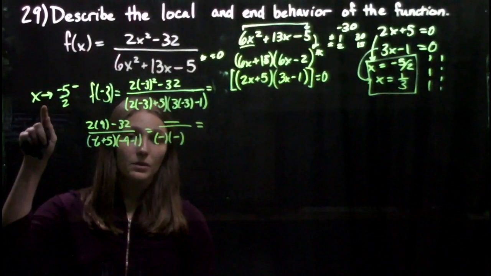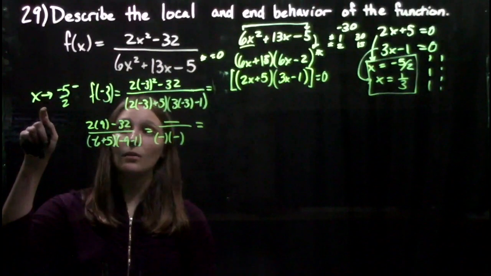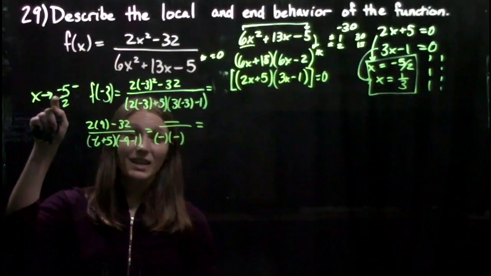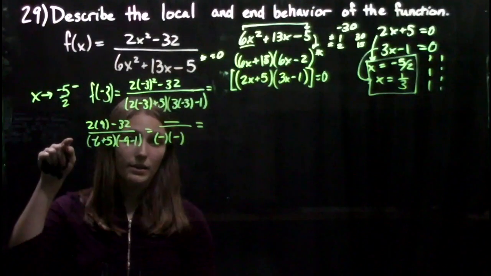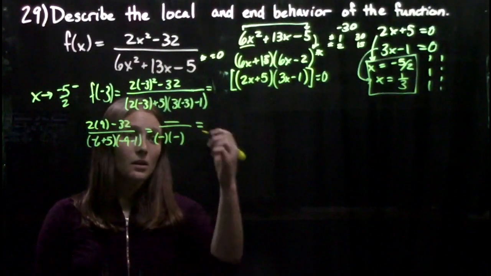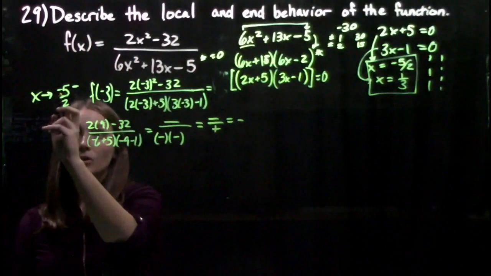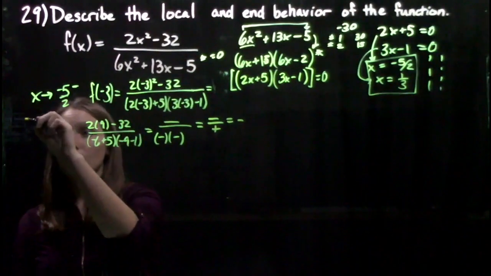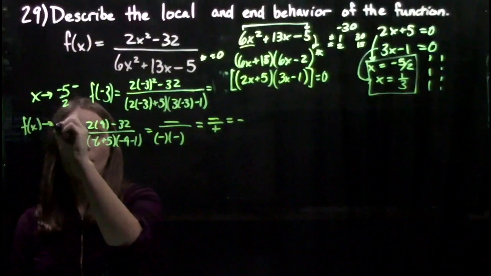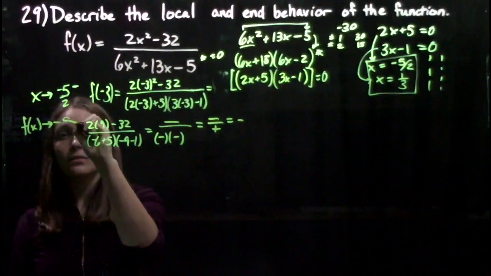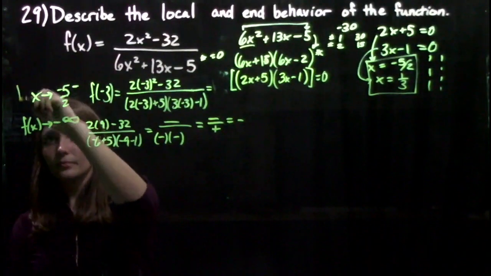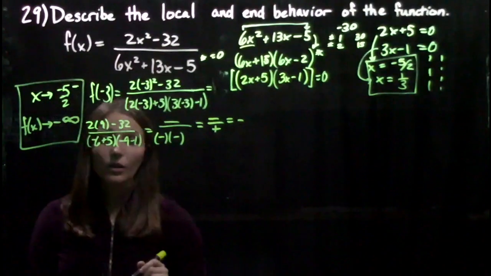We're going to look at whether it's going to be positive or negative, because we know as x approaches negative 5/2, it's either going to be negative infinity or positive infinity. So all we need is the sign. So we have a negative over a positive, so negative. So as x approaches negative 5/2 from the left, we have f of x approaches negative infinity. So that's one of our local behaviors.